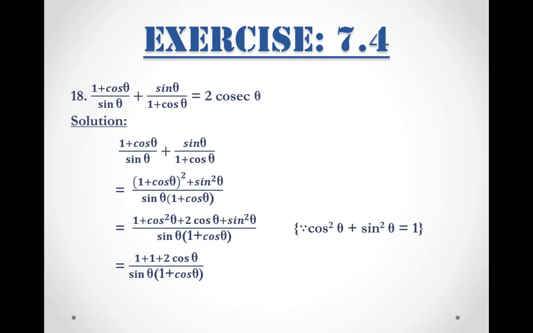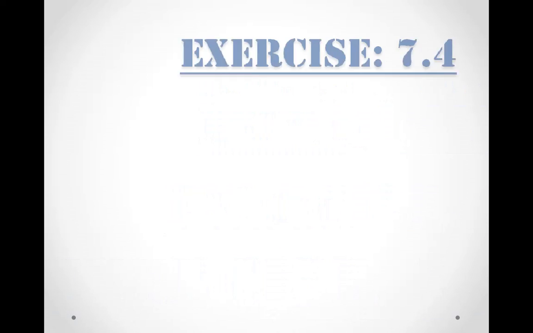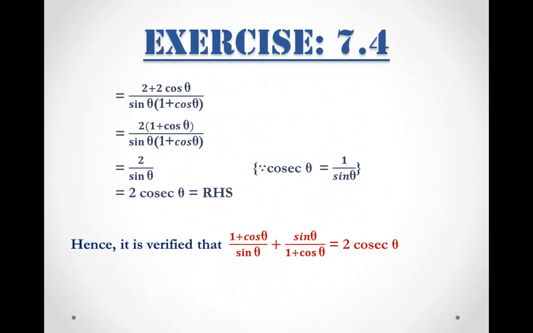Now we have opening the first bracket, that is (1 plus cos theta) whole square, can be written by using the formula (a plus b) whole square is equal to a square plus b square plus 2ab. So we have 1 plus cos square theta plus 2 cos theta plus sin square theta. As we all know, sin square theta plus cos square theta is equal to 1. So in the next step we have 1 plus 2 cos theta. That becomes in the next step (2 plus 2 cos theta) whole over sin theta into (1 plus cos theta).